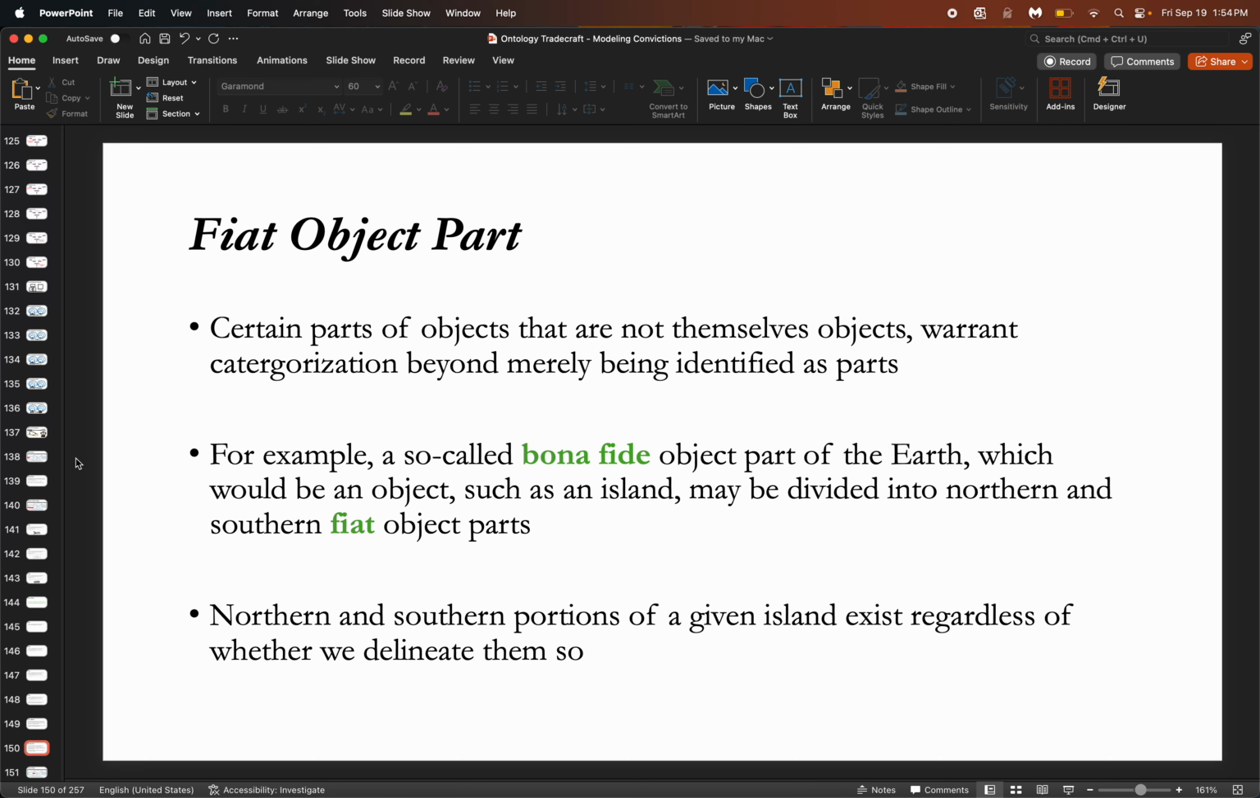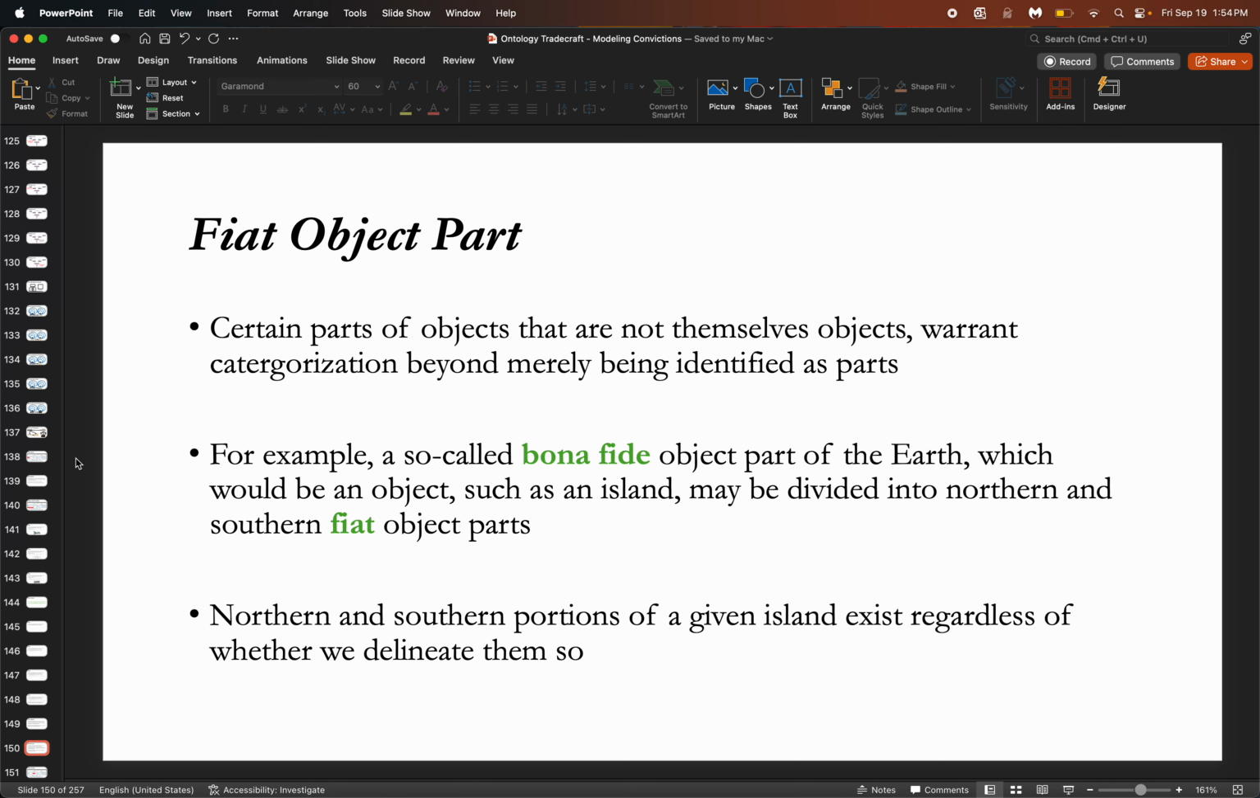There are also fiat object parts, and so certain parts of objects are not themselves objects, but they warrant categorization beyond merely being identified as parts, such as parts of the earth, like the north and south portions of an island. These are worthy of naming.